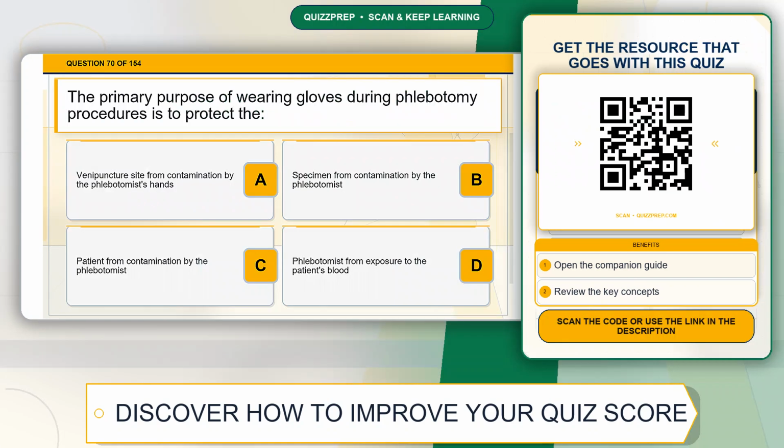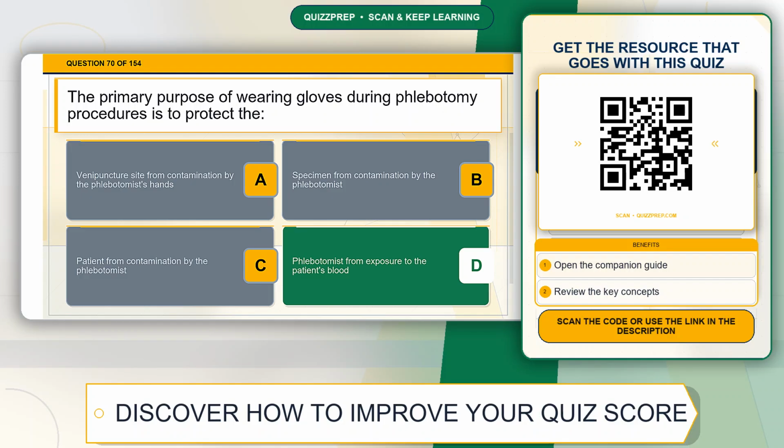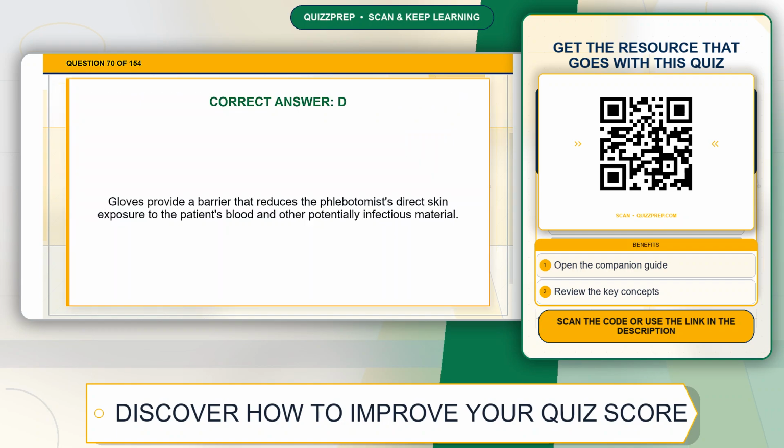Question 70. The primary purpose of wearing gloves during phlebotomy procedures is to protect the: Option A, venipuncture site from contamination by the phlebotomist's hands. Option B, specimen from contamination by the phlebotomist. Option C, patient from contamination by the phlebotomist. Option D, phlebotomist from exposure to the patient's blood. The correct answer is option D. Explanation. Gloves provide a barrier that reduces the phlebotomist's direct skin exposure to the patient's blood and other potentially infectious material.